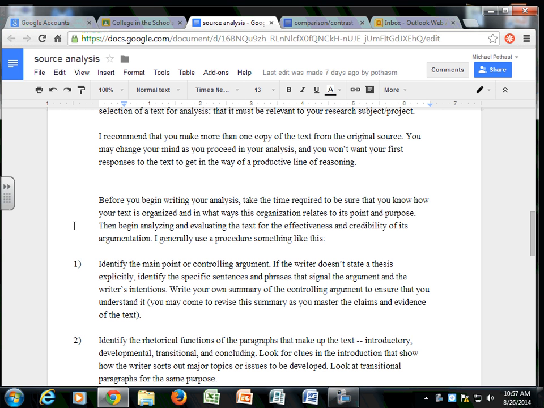The only requirement is that when you do hand this in, I get an actual copy of your source. Now, through Google Classroom, it would be easiest if you just gave me the link to the article, or if it's something from one of our databases, you could save it as a PDF and upload it to Google Classroom, because it's helpful if I get to see the article too.